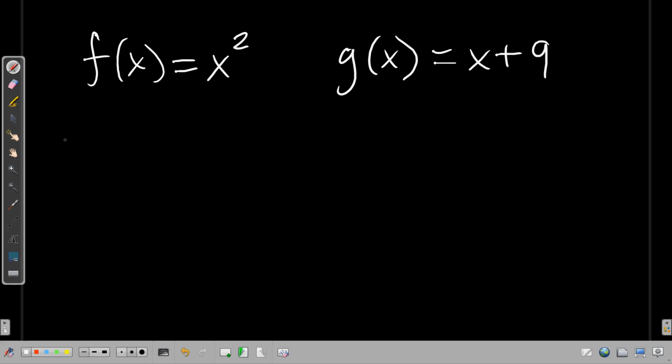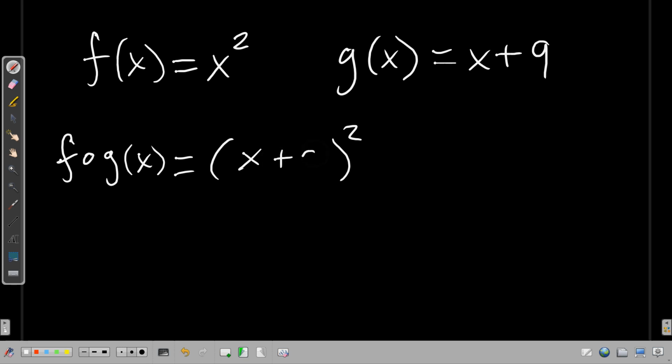So even if I do f circle g, there's not going to be some kind of restriction that suddenly comes up. f is the function on the outside. There it is. It's ready to accept g of x on the inside. This is just some quadratic, x squared plus 18x plus 81. Its domain is all real numbers.